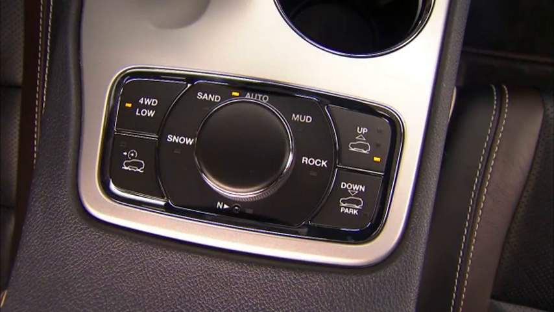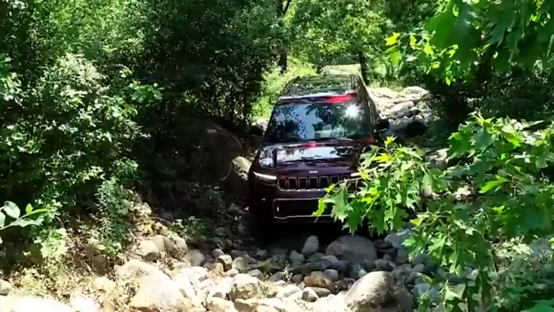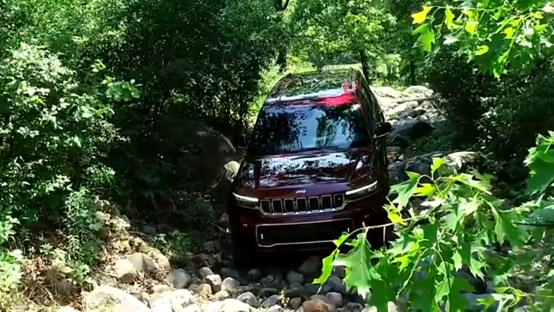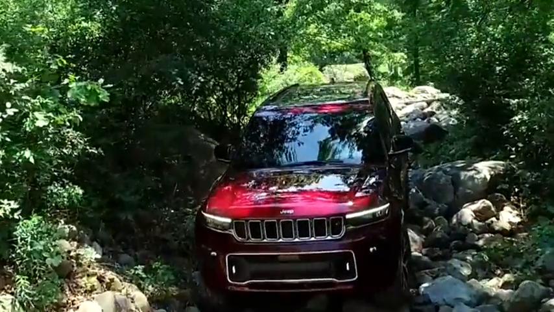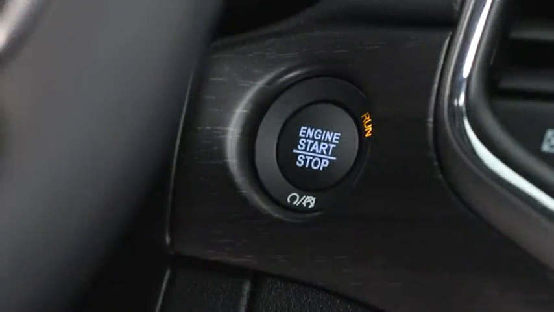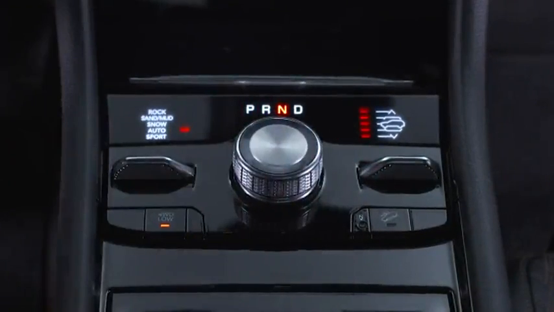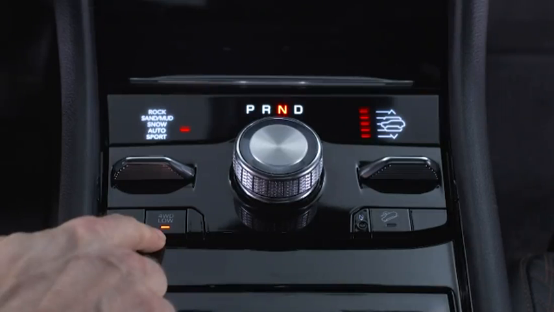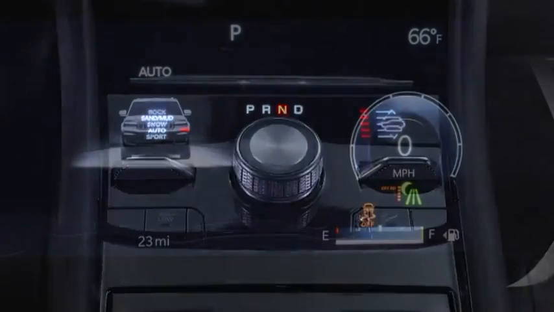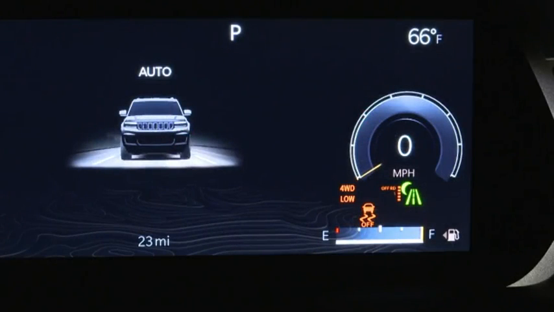To shift from 4-wheel drive low to 4-wheel drive high, with the vehicle at speeds of 0 to 3 miles per hour or 0 to 5 kilometers per hour, the ignition switch in the on-run position or the engine running, shift the transmission into neutral and push the 4-wheel drive low button once. The 4-wheel drive low indicator light in the instrument cluster will flash and go out when the shift is complete.